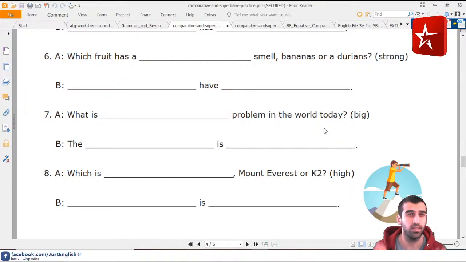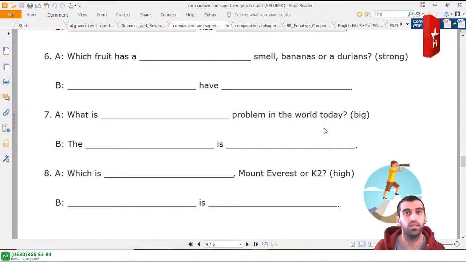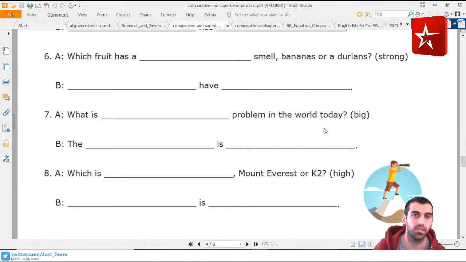Yes, listen again. Which fruit has a stronger smell, bananas or durians? So the correct answer is durians. Durians have a stronger smell than bananas. Yes. Let's continue with number 7.